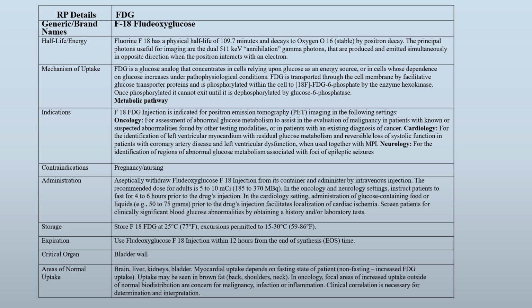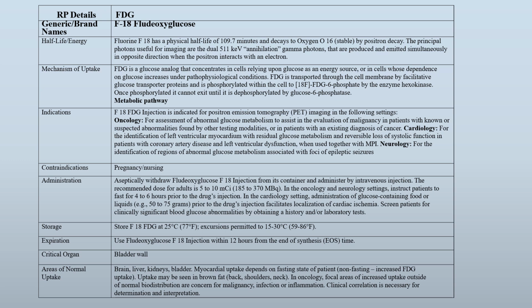Areas of normal uptake for FDG. The brain is always extremely hot because the brain metabolizes sugar. We'll also see activity in the liver, kidneys, and bladder. The kidneys and bladder will often be very hot on images because it is excreted through the urine. The myocardial uptake will vary greatly depending on the fasting state of the patient. If they're non-fasting, then you will have a lot more increased uptake of FDG in the heart. Uptake can also be seen in the brown fat, which shows up in the back, shoulders, and neck.